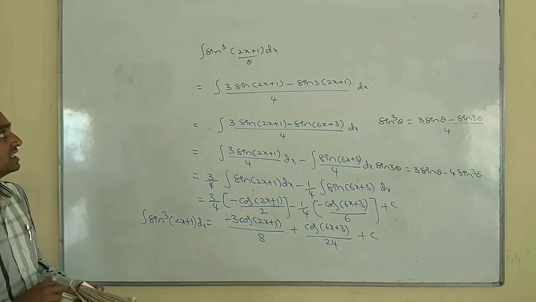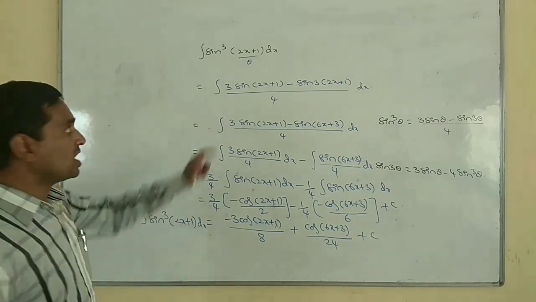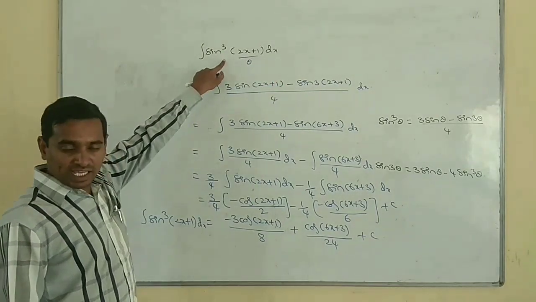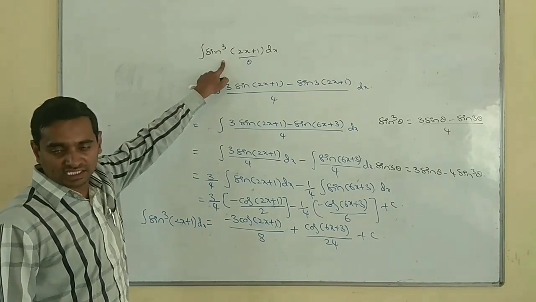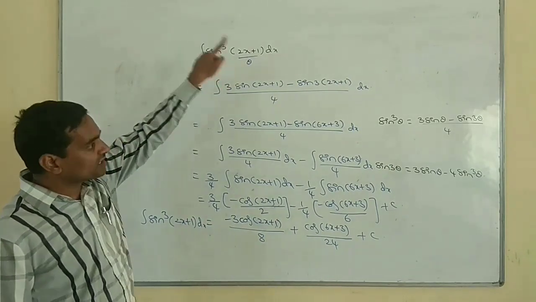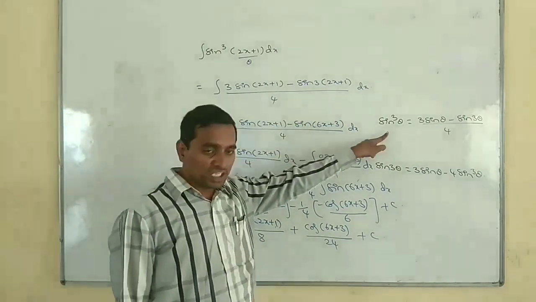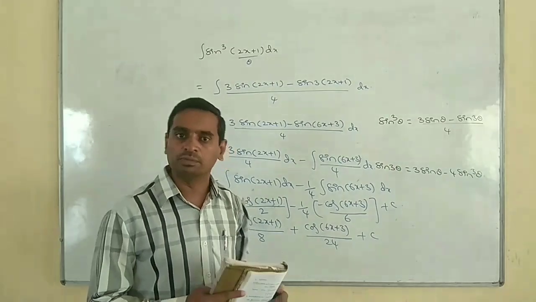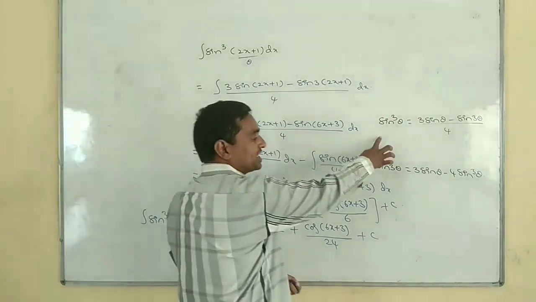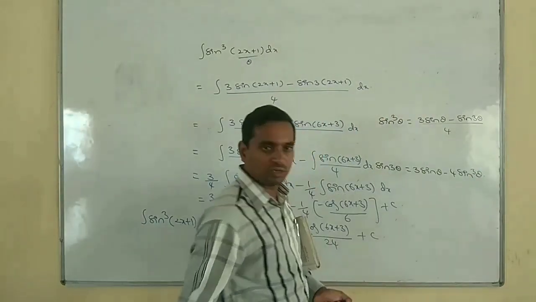Once again, the given problem is integration of sin cube of (2x plus 1) dx. Sin cube direct integration we don't know. It is not in the form of a basic formula type. This one we convert into a known formula type. For that purpose, first I will convert sin cube theta. The cube is there, so this one we convert into a multiple angle.